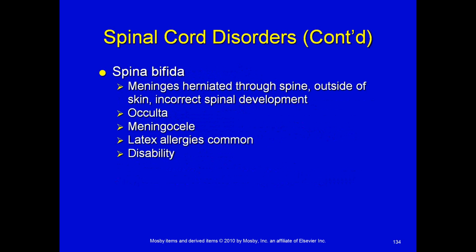Spina bifida, this is when the meninges are herniated through the spine and they're on the outside of the skin. It's a result of incorrect spinal development. And there are two types, the occulta and the meningocele. With the meningocele, the spinal cord and all that are within the meninges, laying outside the skin, rather than inside the spinal canal.